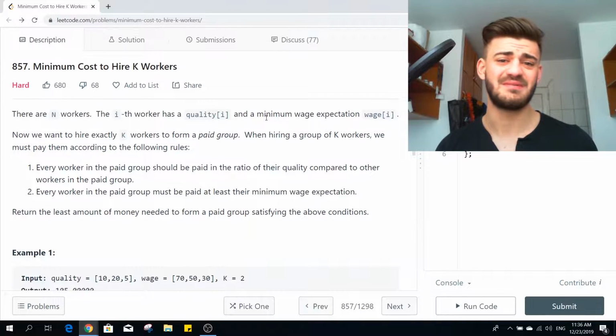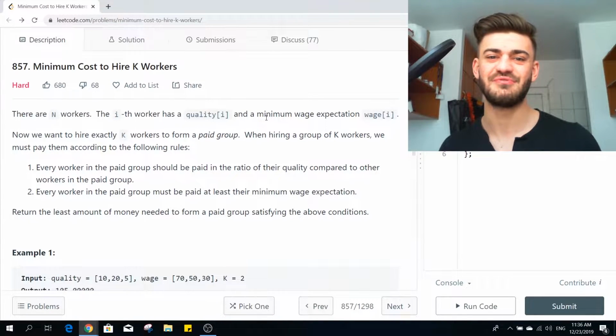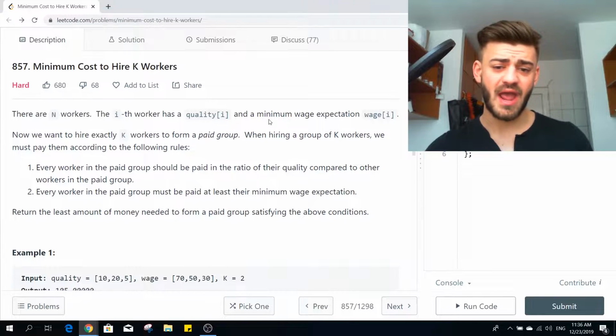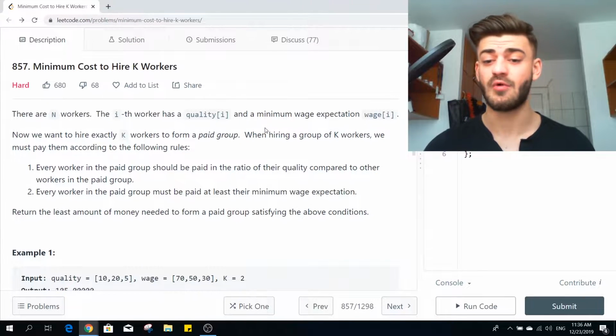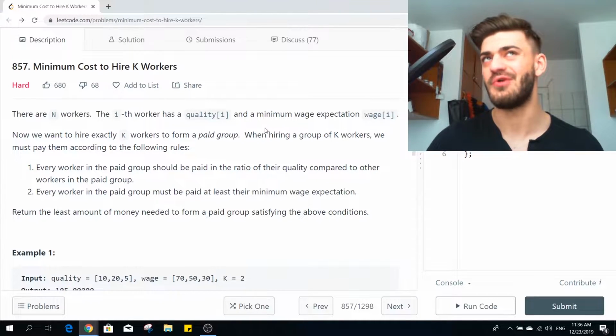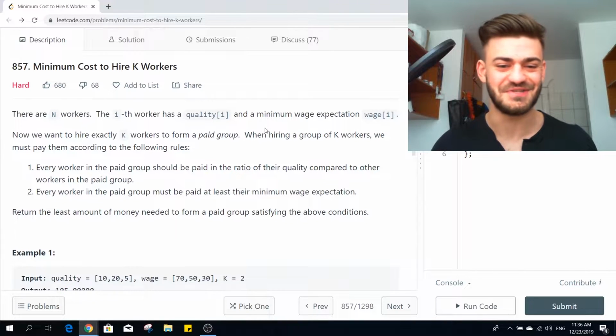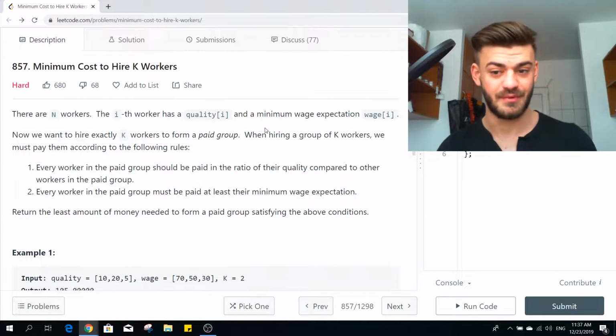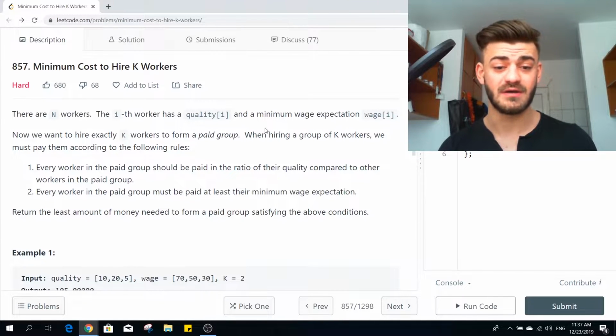As you can see, the problem is tagged as hard, but no problem is too hard for us, right? So, there are n workers and the ith worker has a quality of quality[i], and the minimum wage expectation, wage[i], right? Because everybody has minimum wage expectations. Now, we want to hire exactly K workers to form a paid group. When hiring a group of K workers, we must pay them according to the following rules.